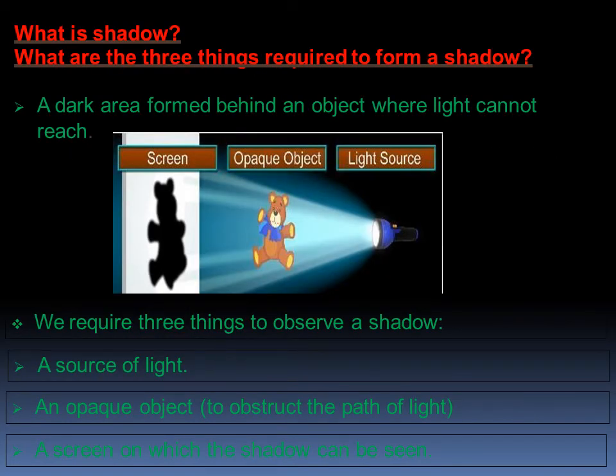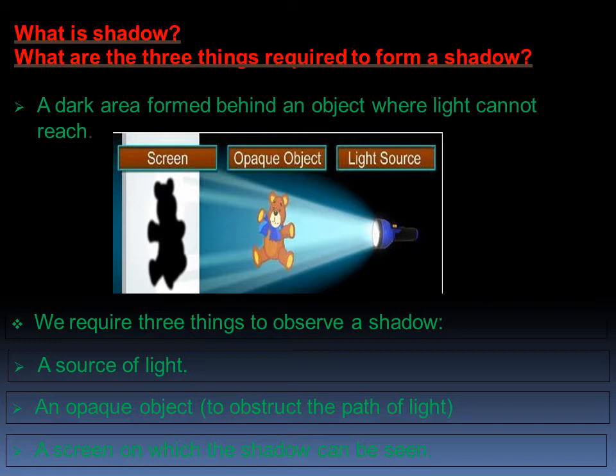So now we will talk about shadow. We have discussed shadow earlier also, but let's be more precise. Okay, so what is a shadow and what are the three things required to form a shadow? As we all know, a shadow is the dark area formed by an object when an opaque material blocks the light, or the source of light, as we can see here in the picture.